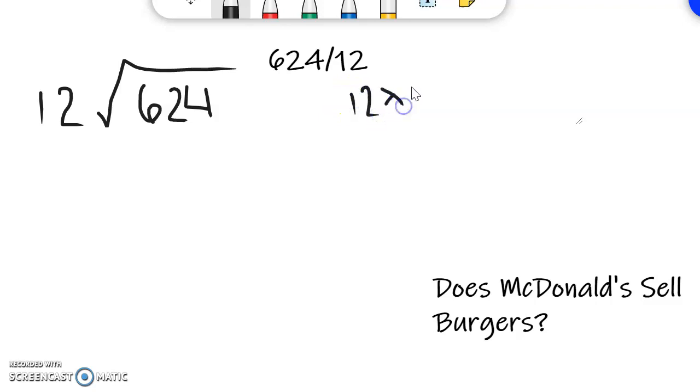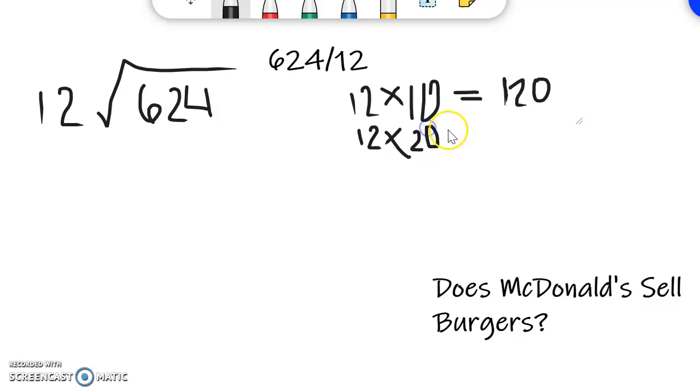So the first benchmark number is 10. So 12 times 10, I can say 12 times 1 is 12, and then count the zeros and add it on the end. So 12 times 10 is 120. The next benchmark number is 20. So 12 times 20 would be next. 12 times 2 is 24, and then I count the zeros. There's 1 zero, so I add it on the end. So 12 times 20 is 240.